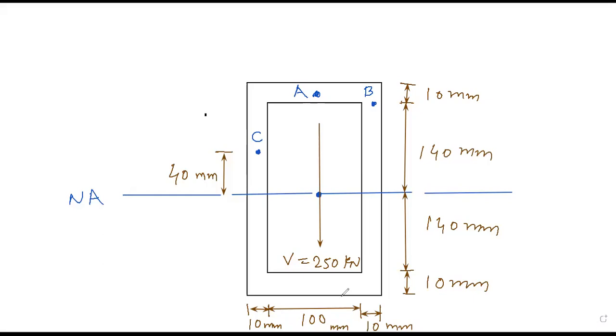Okay. All of you have drawn the diagram. Shall I proceed? Yes, sir. Right.